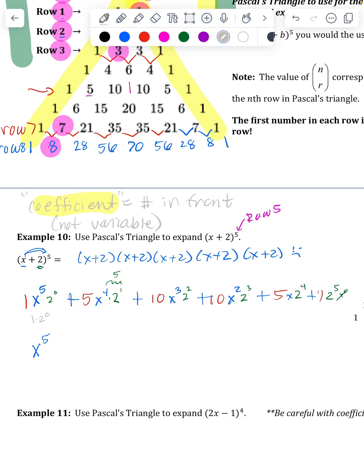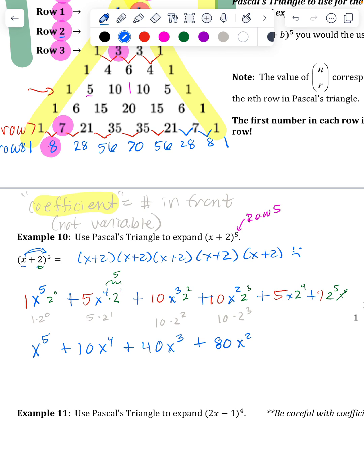So in the second term, I have a 5 and a 2 to the first power. So that's just going to make a 10 as my coefficient. And then I have x to the 4th. In my third term, I have a 10 and then times 2 squared. So that's going to generate a coefficient of 40. And then my x is cubed. And you just kind of keep going. So here I'll have a 10 times 2 to the 3rd. So the coefficient of this term is 80, and that is my x squared.